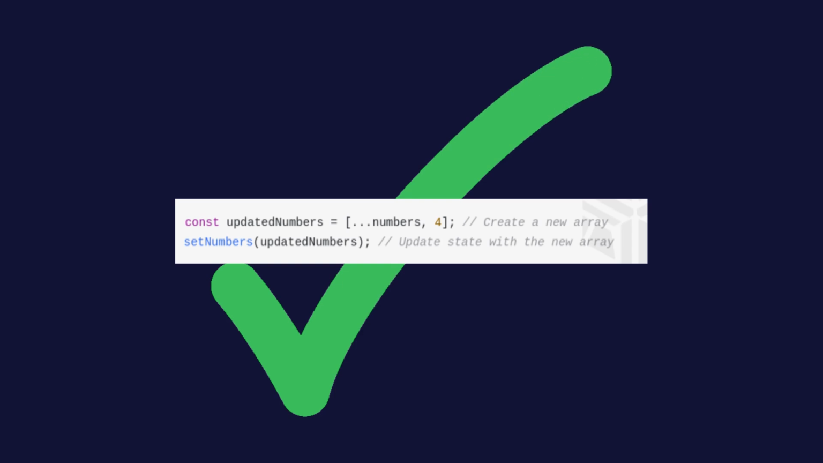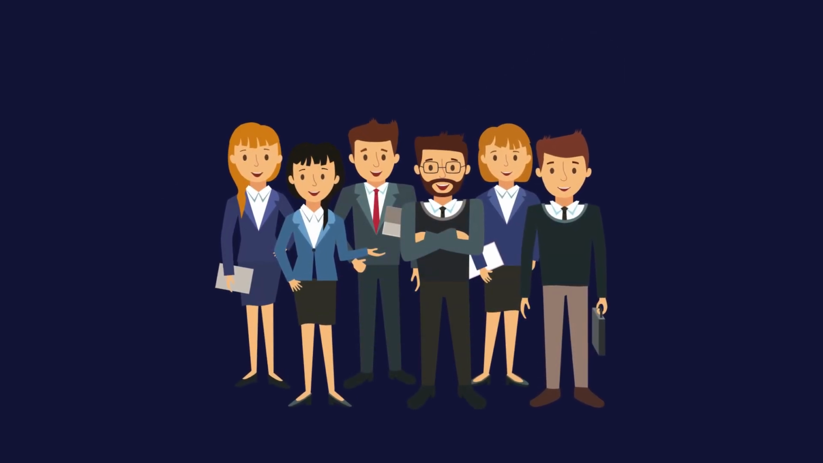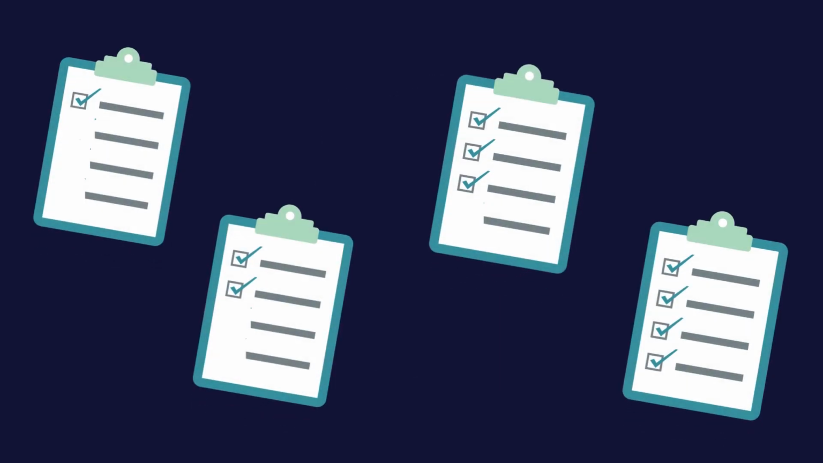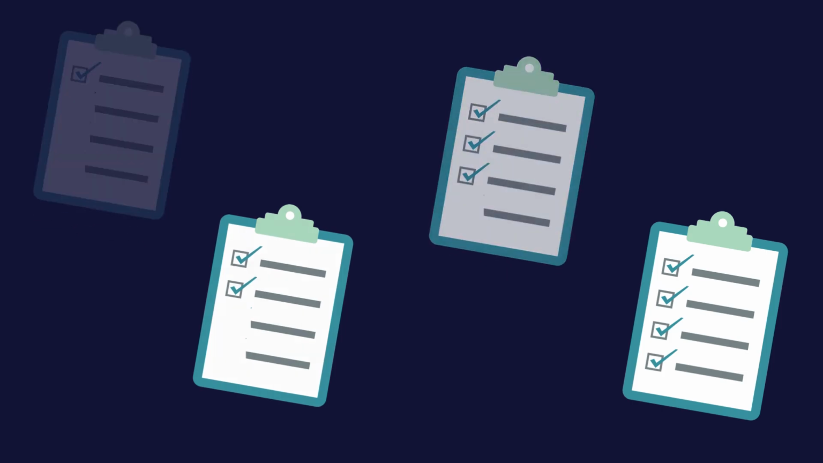Problem solved. Let's put it into a real-life example. Imagine you're working on a group project and you have a shared checklist. If you cross things out directly on the original paper, your teammates might not notice the changes because you didn't tell them. But if you hand them a new piece of paper with the updated checklist, they will immediately know what's new. React is like that teammate. It needs the new piece of paper to notice the changes.